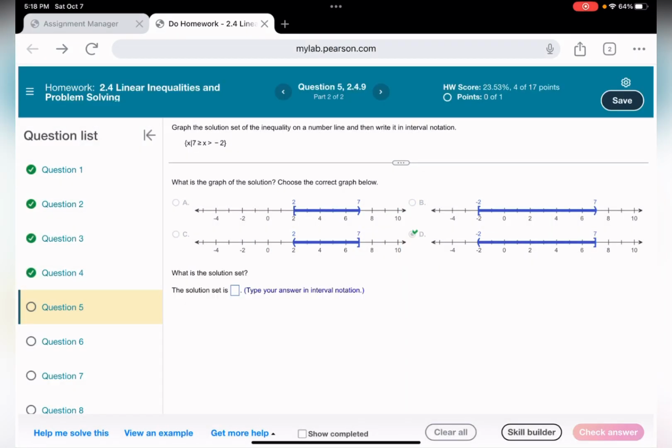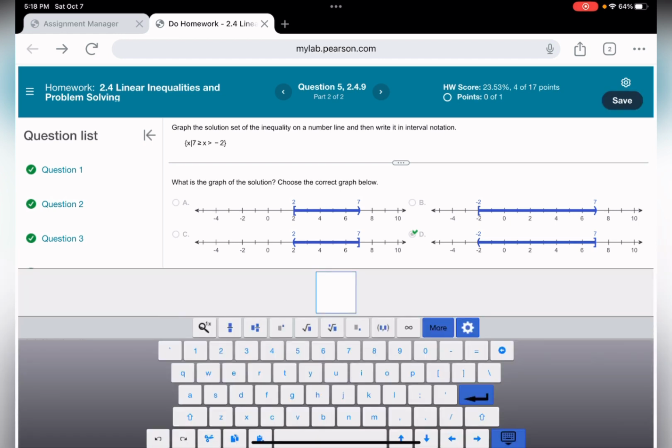Okay. And the notation is going to be greater than negative 2, it's going to be through parentheses, because negative 2 is not included. Negative 2, comma, and positive 7, and square brackets in this case, because it's included.